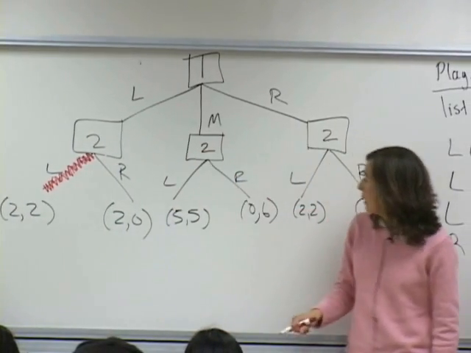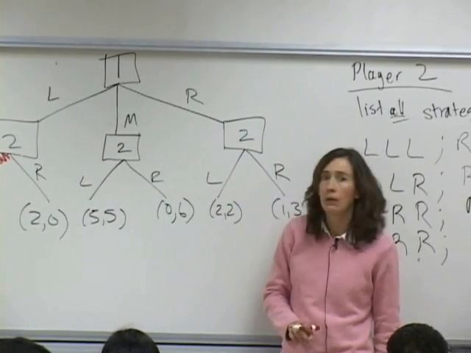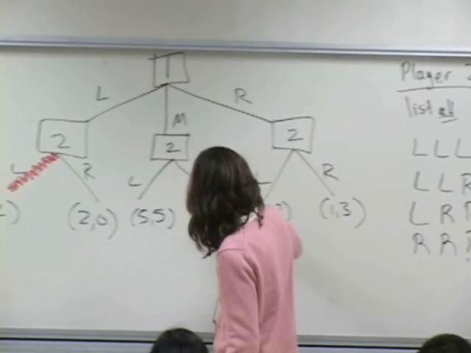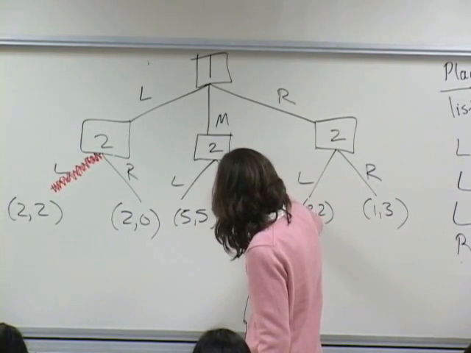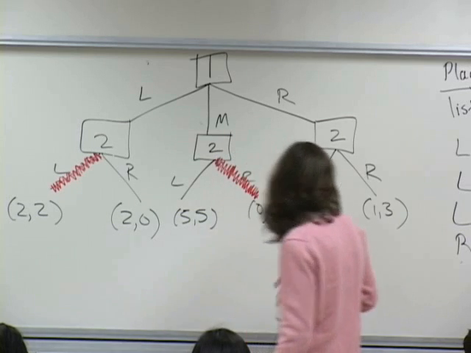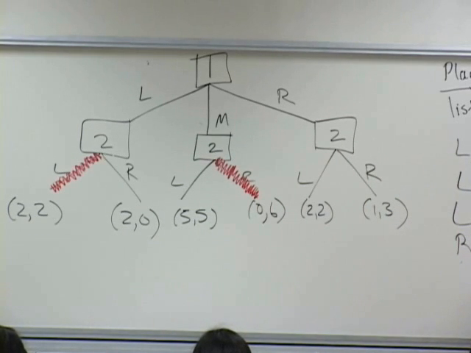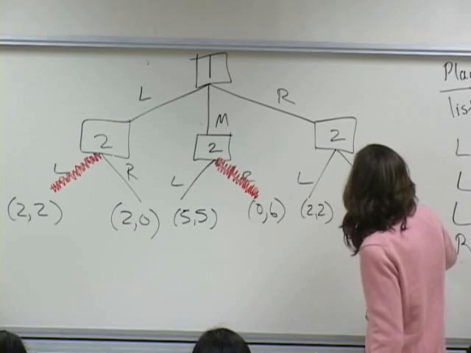If we get to this node, what's player 2 going to choose? Right. Player 2 says, wow, 6. 6 is good. I'd like to have 6. 6 is better than 5. This node, what's 2 going to do? Right. Okay.